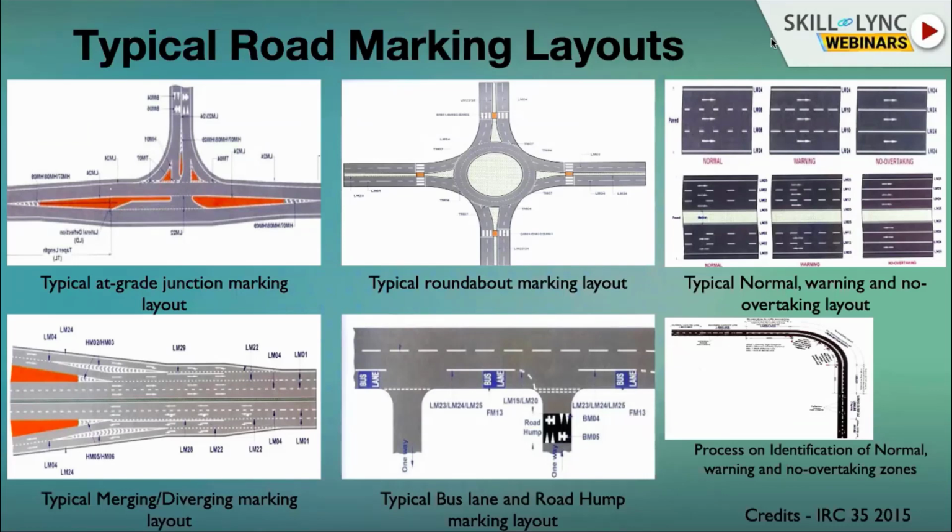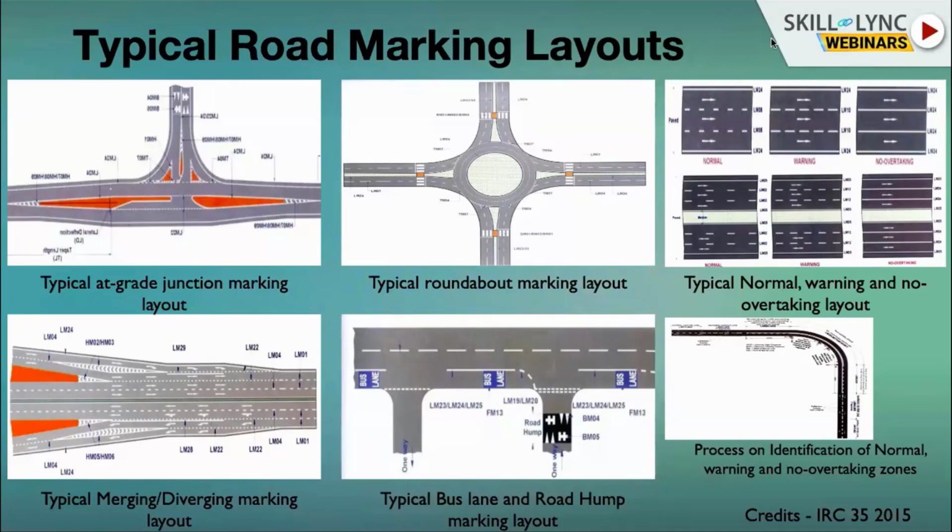In the third layout, a difference has been shown between a normal lane marking, a warning lane marking, and a non-overtaking marking. It's been shown for both undivided carriageway and the divided carriageway. If you can observe clearly, a normal lane marking has shorter lengths and longer gaps of the dashed line. When it comes to warning lines, the length is longer and the gaps are shorter. When it comes to no overtaking, it's a continuous, solid line.